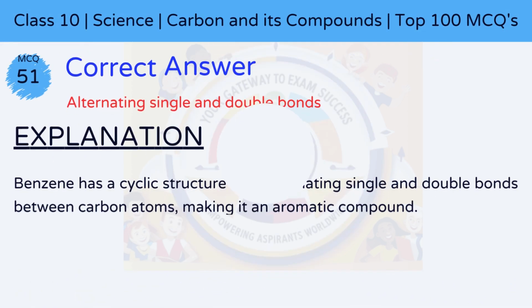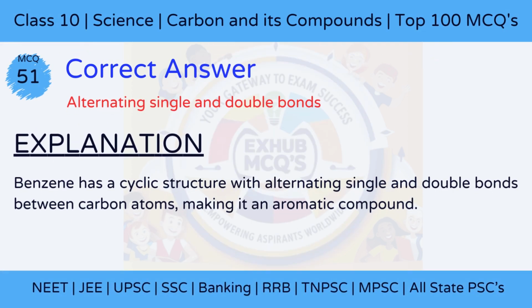The correct answer is option C, alternating single and double bonds. Explanation. Benzene has a cyclic structure with alternating single and double bonds between carbon atoms, making it an aromatic compound with unique stability.